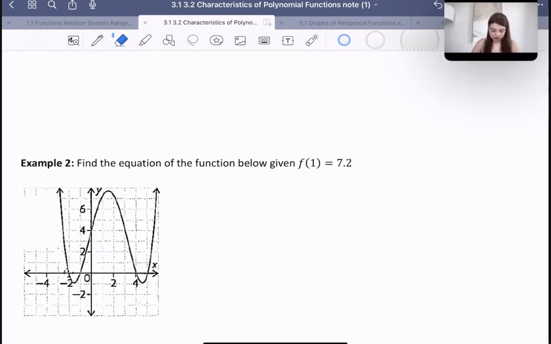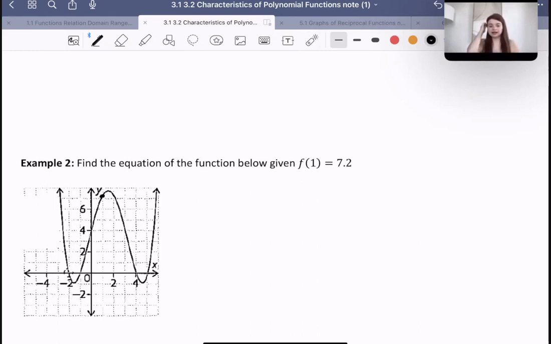Let's move on to example 2. Here it says, find the equation of the function below, given that f of 1 is 7.2. So basically what they're saying is this point here, it's at 7.2 with respect to y. So how can we find the equation of this? Well, let's think about it. What can we tell about this equation?